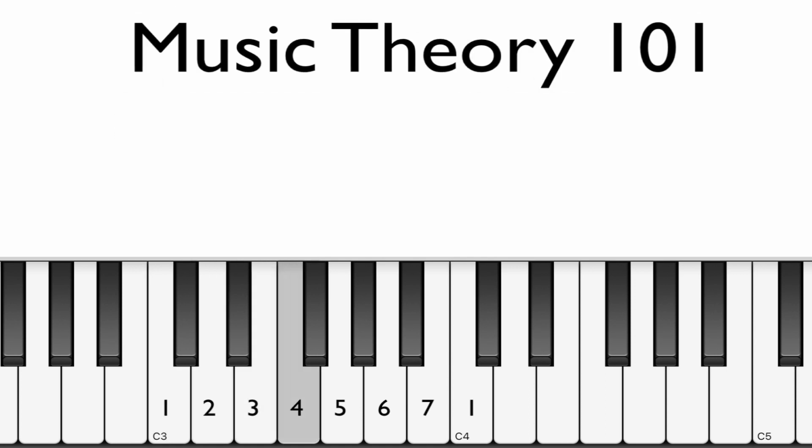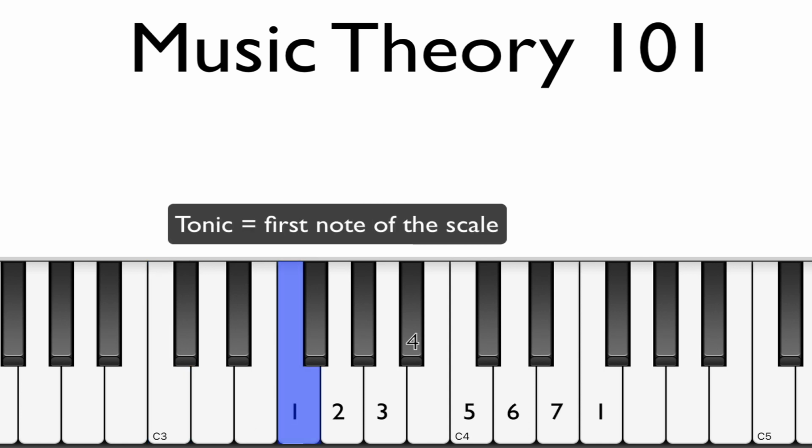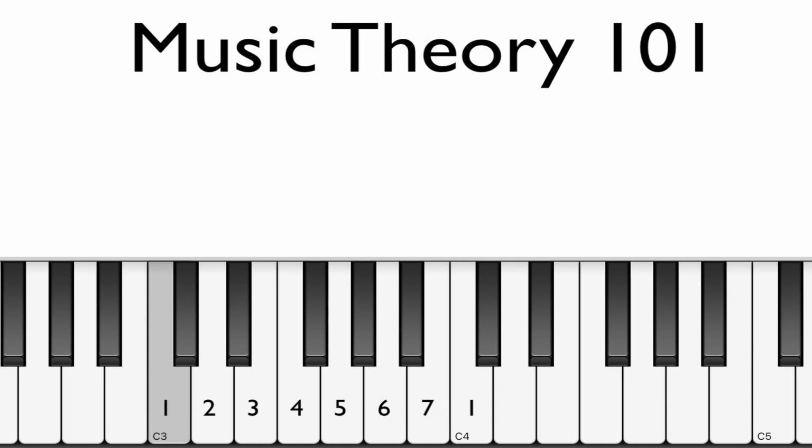Let's start in C major. All white keys, it goes from C to C. Now, the first note of a scale is called the tonic. In C major, it's a C. If I was in F major, the tonic would be F. So in C major, we're going to call C 1. It's the first note of the scale.